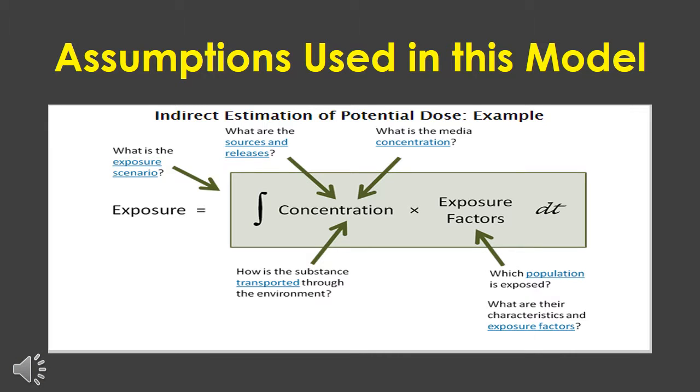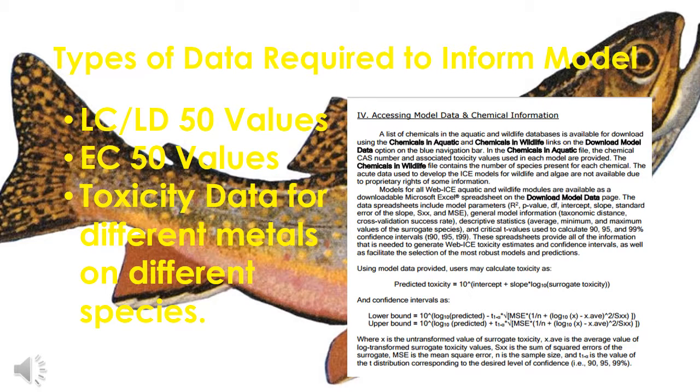Here are some assumptions used in this model, such as exposure scenarios, sources and releases, concentration, transportation methods, how it is exposed, and other exposure factors. Here are the types of data required to inform the model, such as the LC50/LD50 values, the EC50 values, and other toxicity data for different metals on different species of trout.